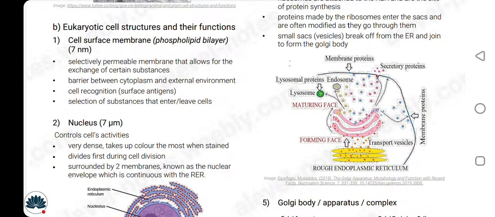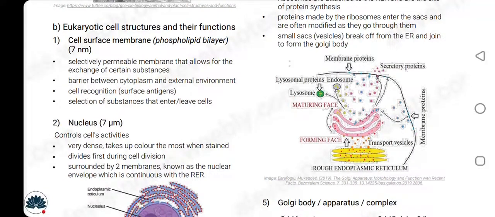All right. So, the cell surface membrane is a selectively permeable membrane that allows the exchange of certain substances, a barrier between cytoplasm and external environment, with cell recognition or cell surface antigens, and selection of substances that enter or leave cells. Alright, all cells, including those of both eukaryotes and prokaryotes, are surrounded by a very thin layer, the cell surface membrane. This is also sometimes referred to as the plasma membrane. Means the cell surface membrane is sometimes called plasma membrane.